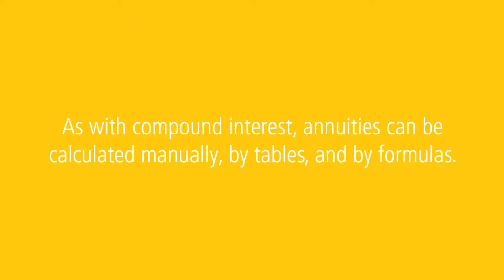As with compound interest, annuities can be calculated manually, by tables, and by formulas. Manual calculation is useful for illustrative purposes. However, it's too tedious because it requires a calculation for each period. The table method is the easiest and most widely used. There are formulas to calculate annuities. However, they require calculators with the special function key of y^x and the change of sign key plus over minus. These operational performance objectives are for students with business, financial, and scientific calculators with these features.